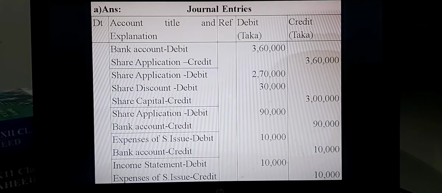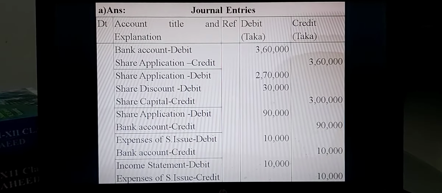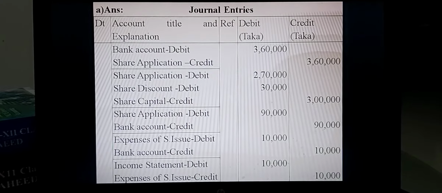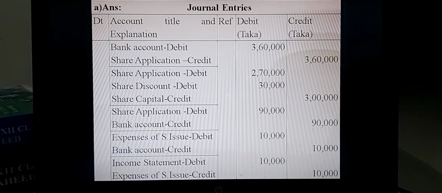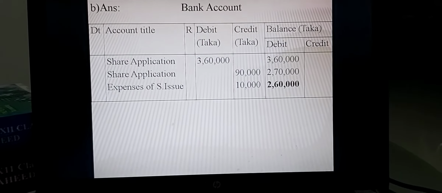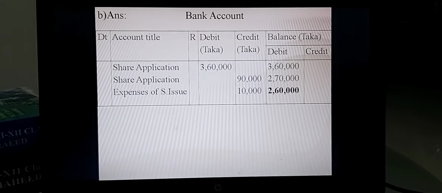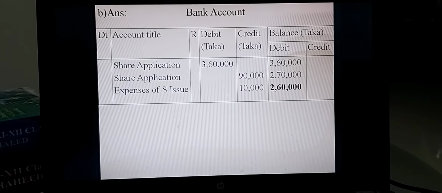In the third entry, share application account debit, bank account credit for taka 90,000. You can see in this entry, share application account debit, bank account credit. So you have to post it in the credit column, that is the amount of taka 90,000. But in the account title column you have to write again share application.